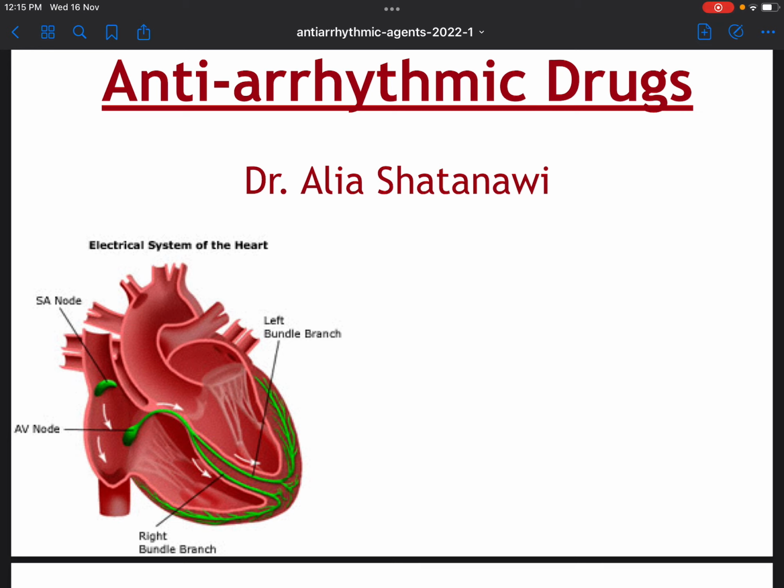Now what do I mean by a regular rhythm? Remember the ECG? Did you ever see an ECG? Yes. So we have the P wave, QRS, and T wave. Now sometimes we have disruption. We said we have tachycardia, so these waves become closer to each other.